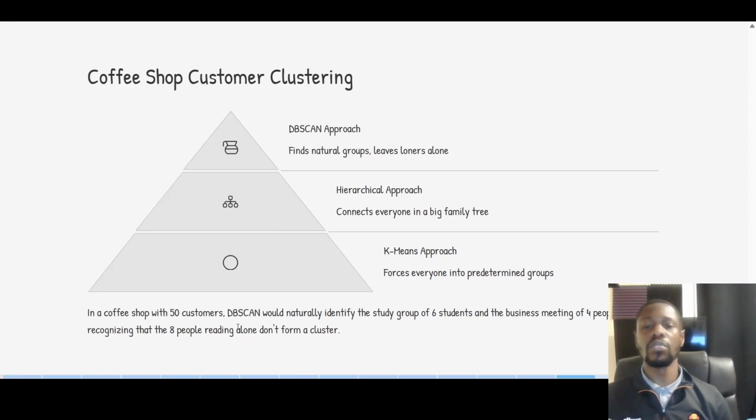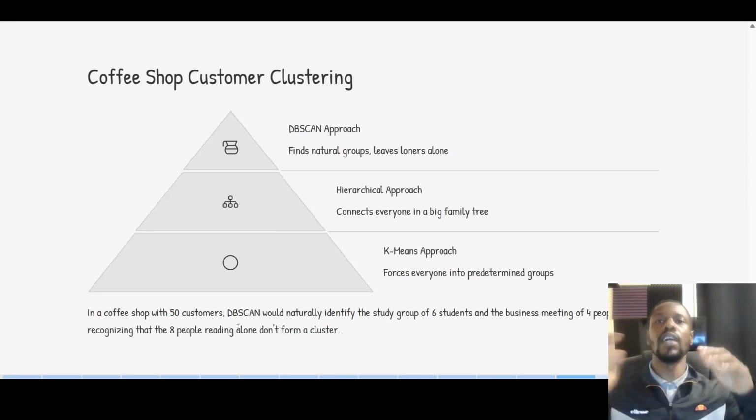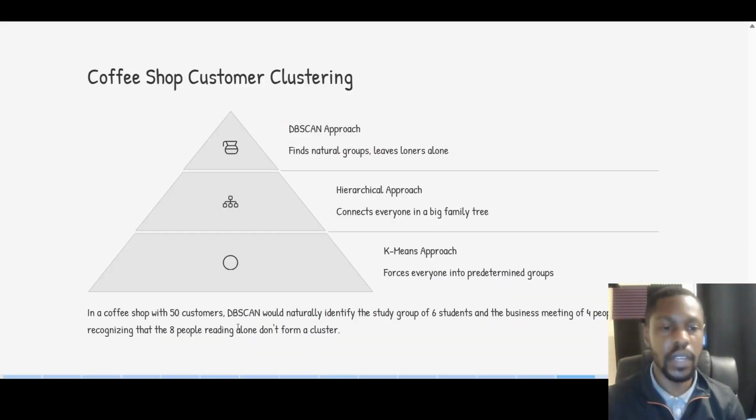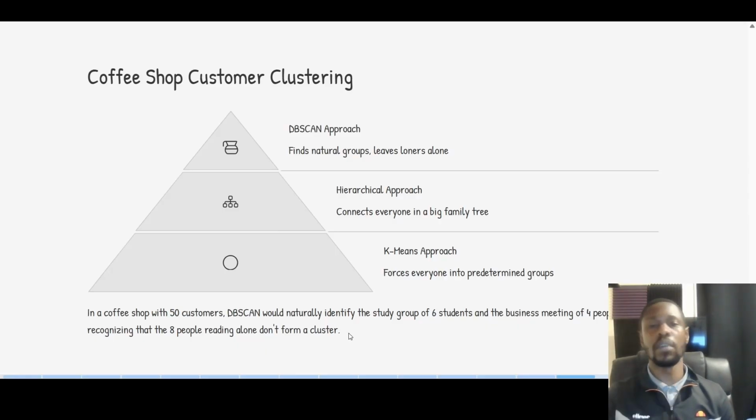With the k-means approach, we're going to create different groups, and everyone is going to end up in one group or another. It forces everyone into predetermined groups depending on which group is the best fit. But with the density-based scan approach, in a coffee shop with, let's say, 50 customers, DBSCAN would naturally identify the study group of, say, 6 students studying together, and perhaps a business meeting of 4 people, while recognizing that perhaps 8 people are reading alone, and so they don't form a cluster, and we're completely fine with that.